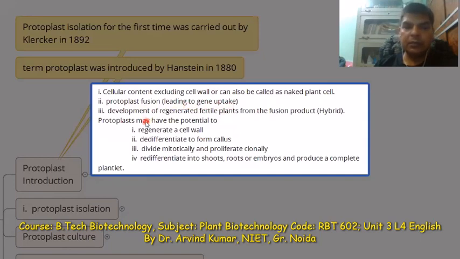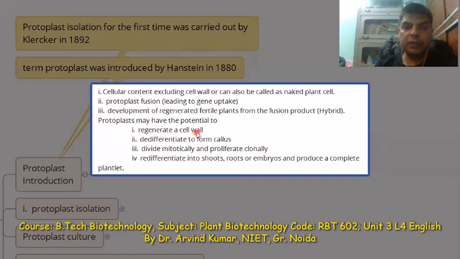Second, the same protoplast, or the hybrid protoplast, we can easily regenerate into fertile plants. If it is a fusion product or a hybrid product, then also we can regenerate plants from it, and thus we can find a way to regenerate a hybrid plant from this fusion product. These protoplasts also have an important potential: they can regenerate a cell wall, which is important once we expect regeneration or differentiation from a single cell like the protoplast.